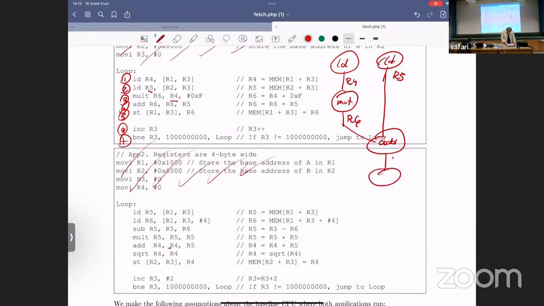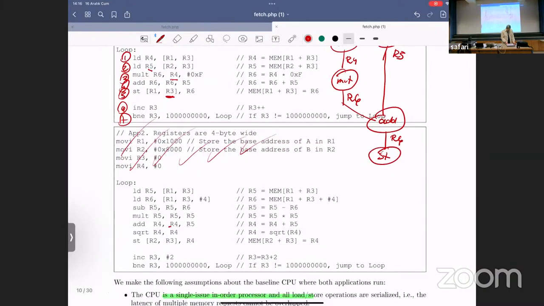So here is R6, and this is a store operation. And then you have the increment. The previous operation, the store, still depends on the value of the increment. Since there is no register name or alias that you can do here, you need to wait to increment the variable, otherwise you're going to store the data in a wrong position.